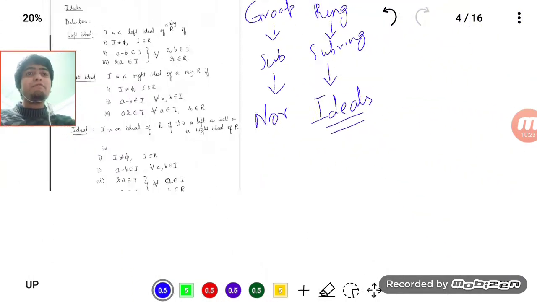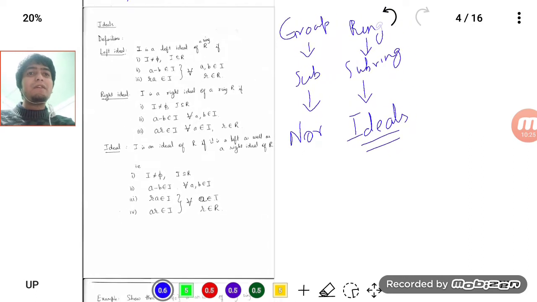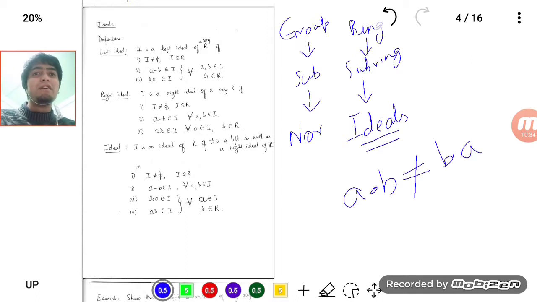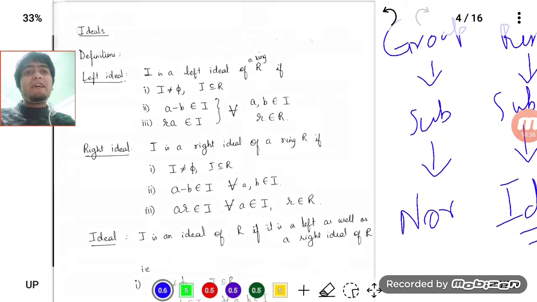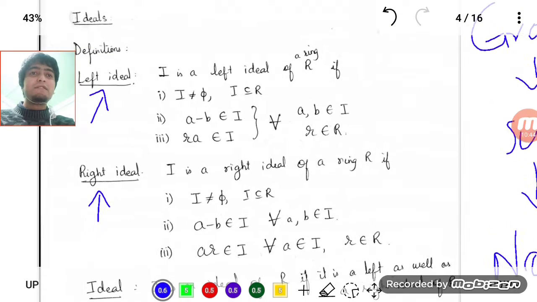And you must remember that in a ring, it may not be commutative. That is, a dot b may not always be equal to b dot a. Sometimes it may be equal, sometimes it may not be. So that is why we have something called a left ideal, a right ideal, and something called an ideal. So let's see the definition.